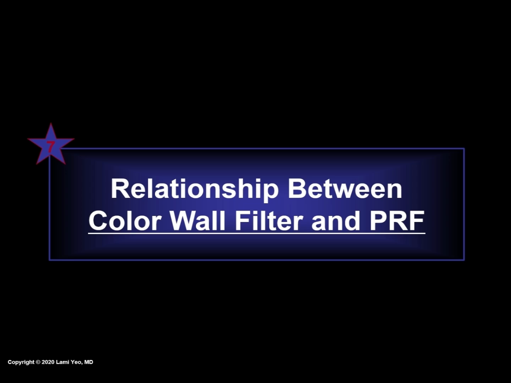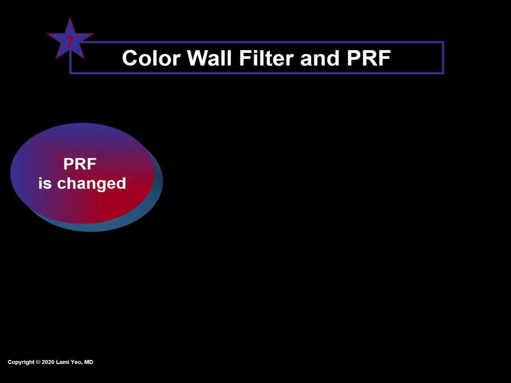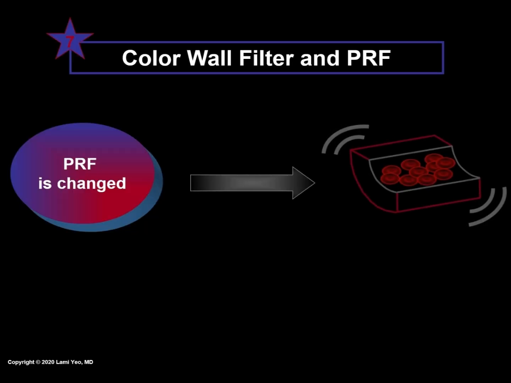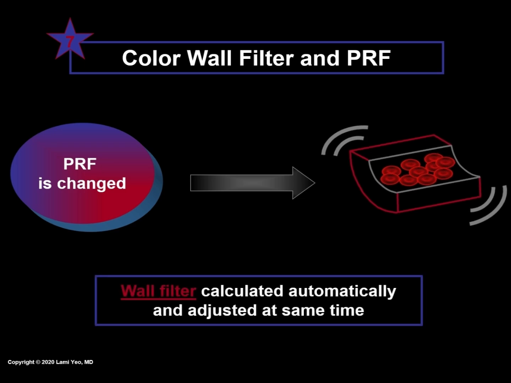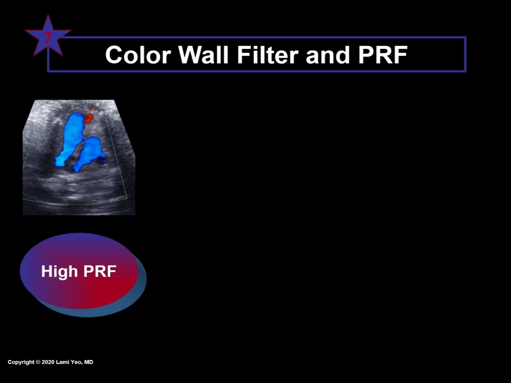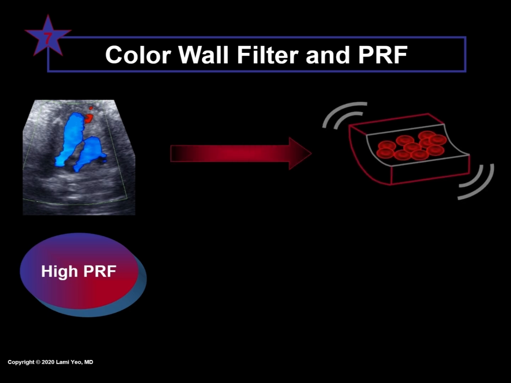One last comment about color wall filter. Please note that there is a relationship between color wall filter and PRF. Specifically, when the PRF is changed, the wall filter is calculated automatically and adjusted at the same time. For example, when a high PRF is selected, as in the case of high velocity blood flow, such as arterial, the wall filter will also increase.